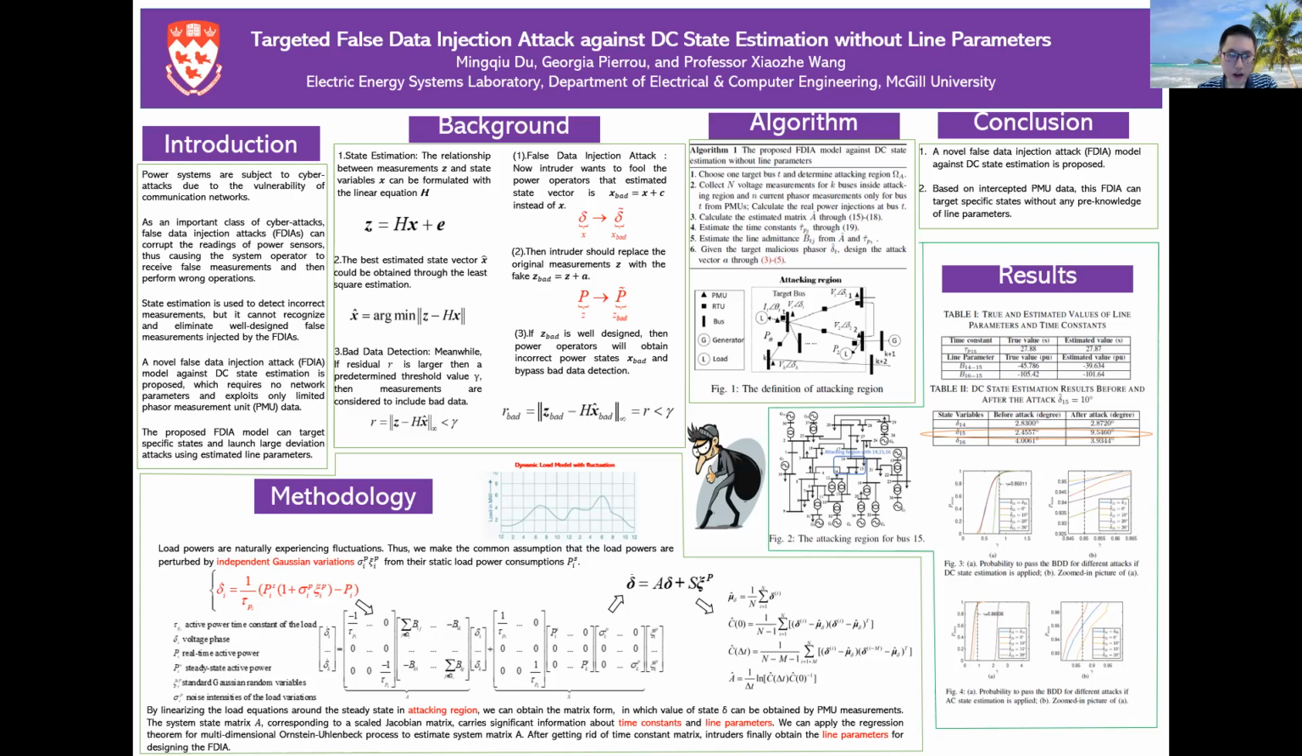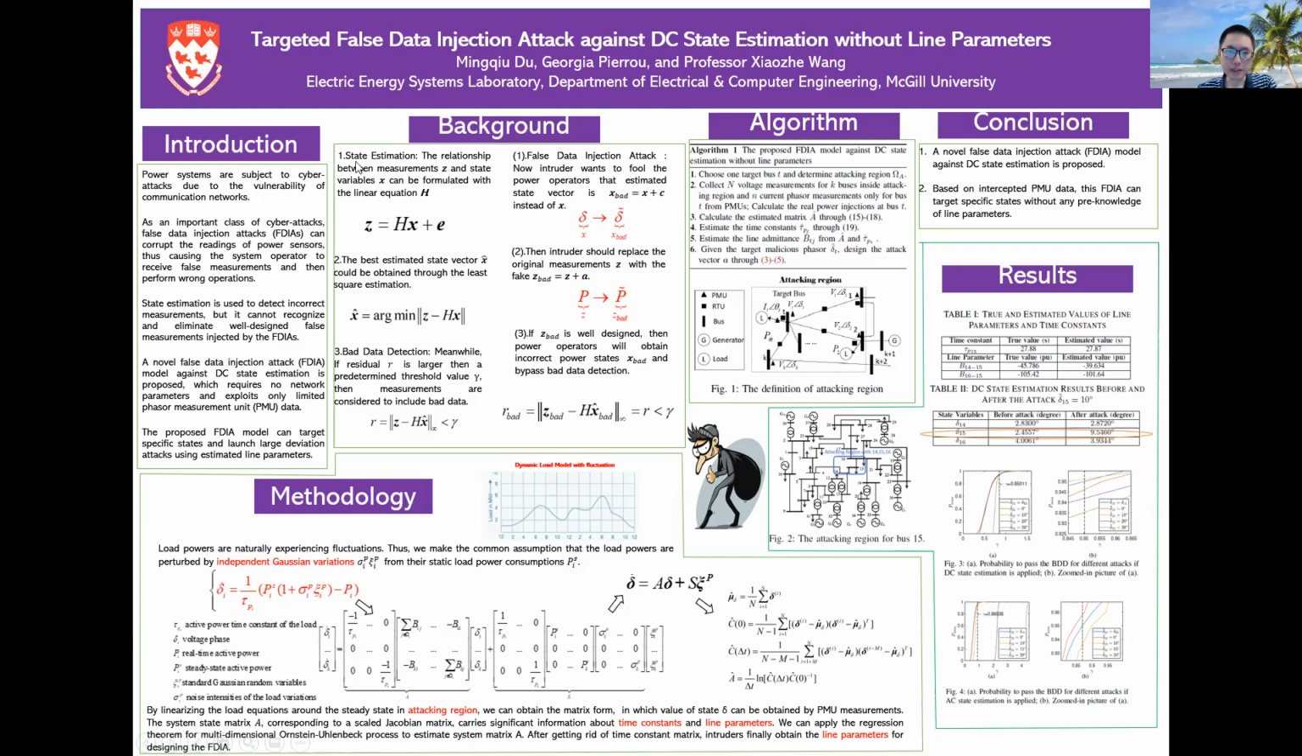So in this paper, I would like to introduce a novel false state injection attack model against DC state estimation. Our model requires no network parameters and only uses limited phasor measurement units data. Also, our full state injection model can target specific states and launch large deviation attacks using the estimated network parameters. So let's go to the background part here.